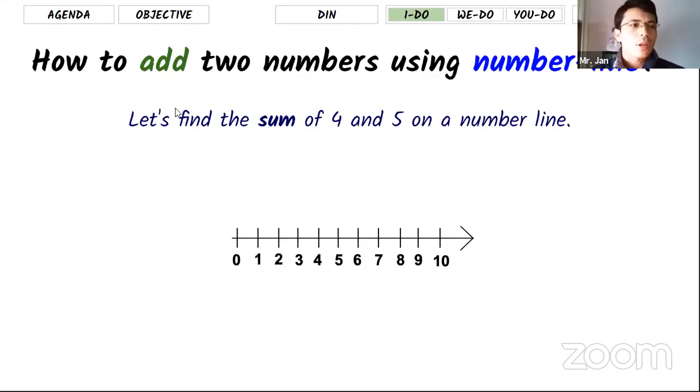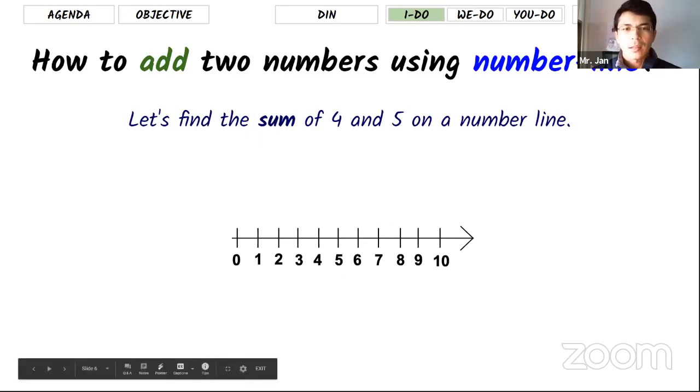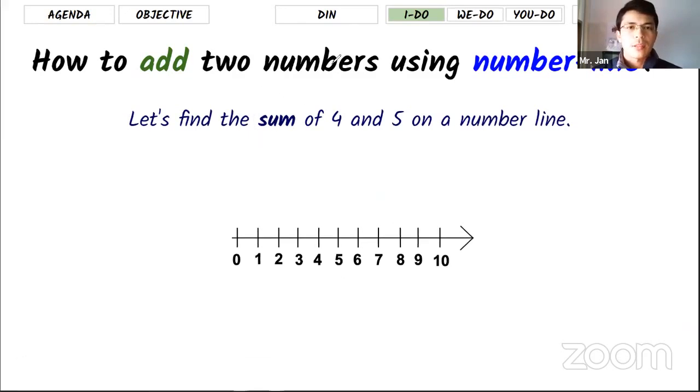Now let's talk about how to add. This is today's objective, by the way: how to add 2 numbers using a number line. So pay attention. Here's the example. It says, let's find the sum of 4 and 5 on a number line. I highlighted the sum. If you're not familiar with this word, sum means addition. Let me put a plus on top of it.